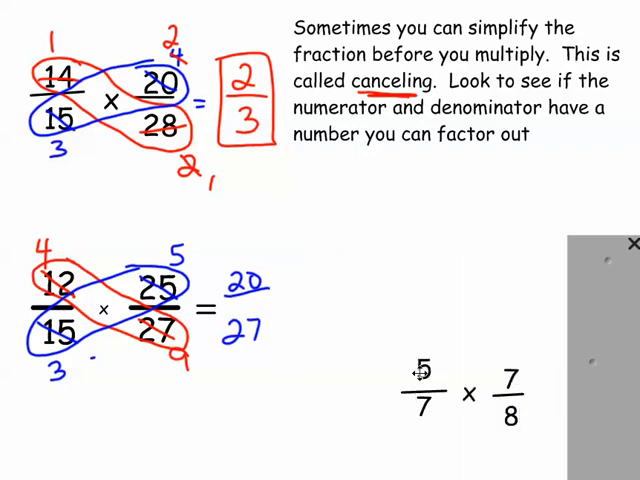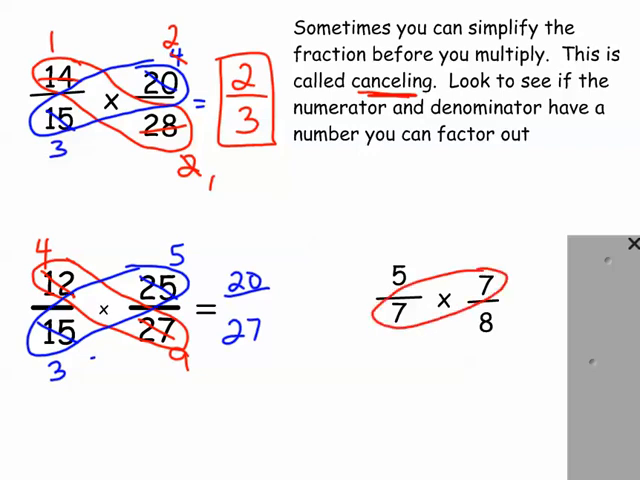All right? Sometimes you have a problem that's really kind of simple. It doesn't look like you need to do much canceling. But if you look right here, 5 and 8 don't have anything in common, but 7 and 7 do. So this is a really easy one. 7 and 7, they both have 7 in common. So anytime you divide a number by itself, 7 divided by 7 is going to give me 1. 7 divided by 7 is going to give me 1. So 5 times 1 is 5. 8 times 1 is 8. Okay?